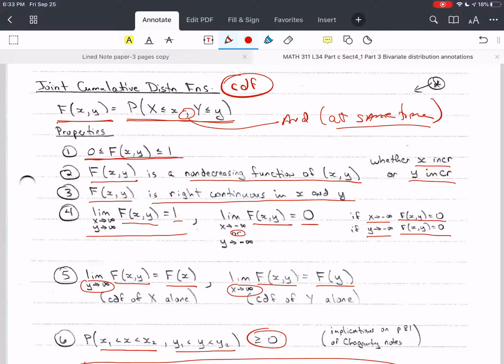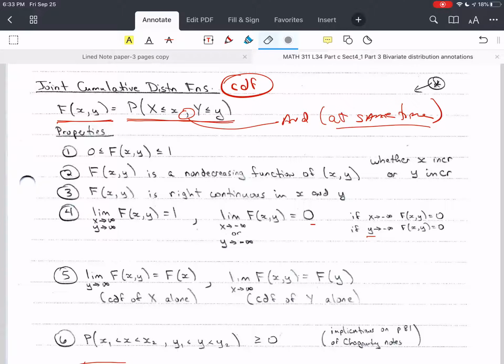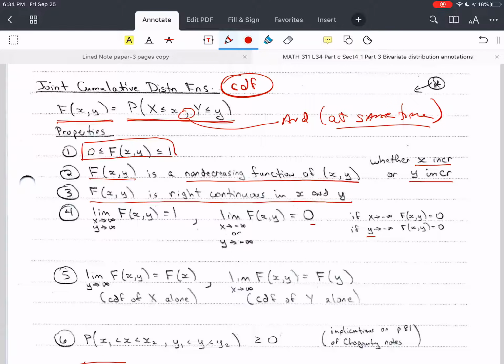Okay? Now, as you might imagine, and I don't know why all this scribbling is still here. I thought I'd gotten rid of it. Apparently not. So just like with the other CDF, the univariate CDF, it has to be between 0 and 1. And just like the univariate CDF, F of x, y is a non-decreasing function of x and y. And it's non-decreasing whether x is increasing or y is increasing, either one or both. Okay? And it is a right continuous function in x and y. Both x and y, it's right continuous.